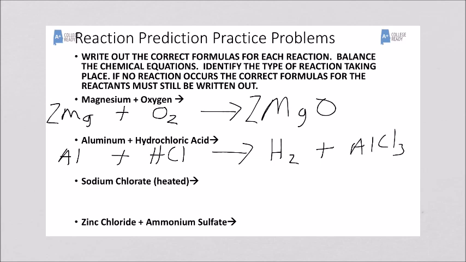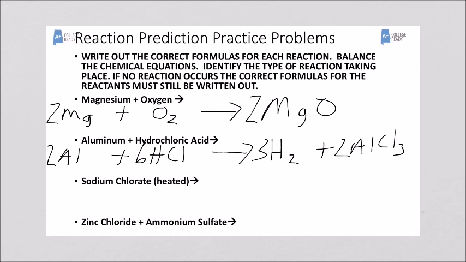We need to balance this equation, and to balance, we need to put a 2 in front of the aluminum and a 2 in front of the aluminum chloride. We're going to need to put a 6 in front of hydrochloric acid and a 3 in front of H2. Check to make sure that you have the same number of atoms of each kind on both sides. I think you do. And again, this is a single replacement reaction.